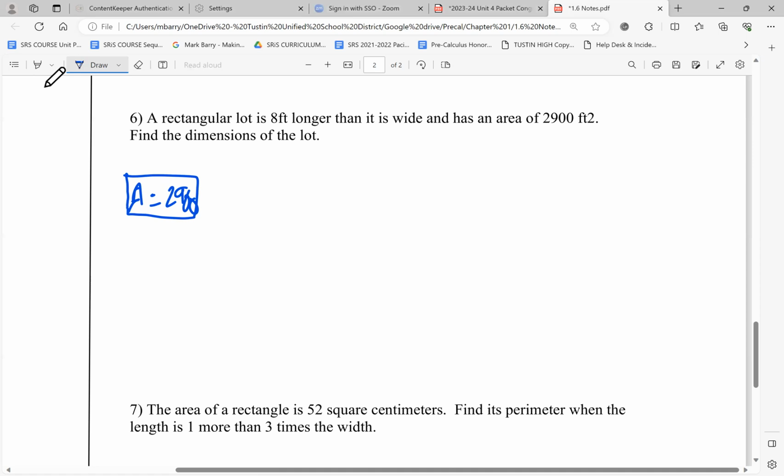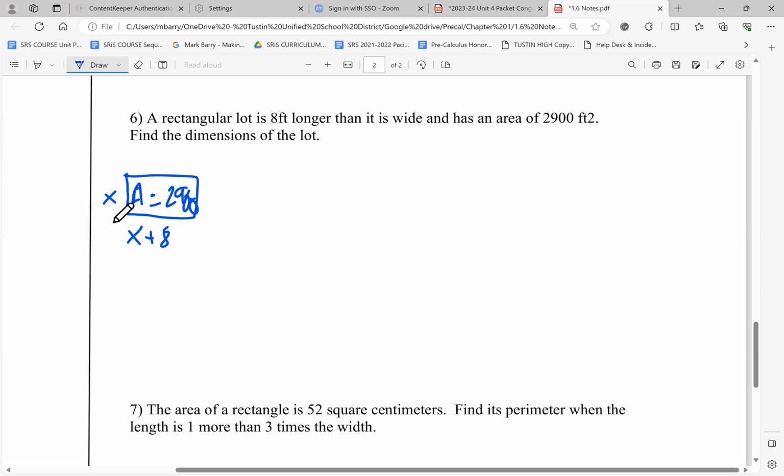So how I'm going to do that is one of the sides is x, and then the other side says 8 feet longer. A lot of people would put 8x, but that's not going to work. That would be 8 times as long. So 8 feet longer would be x plus 8. Whenever I write these, I like to plug in a made up number for x and see if it makes sense.